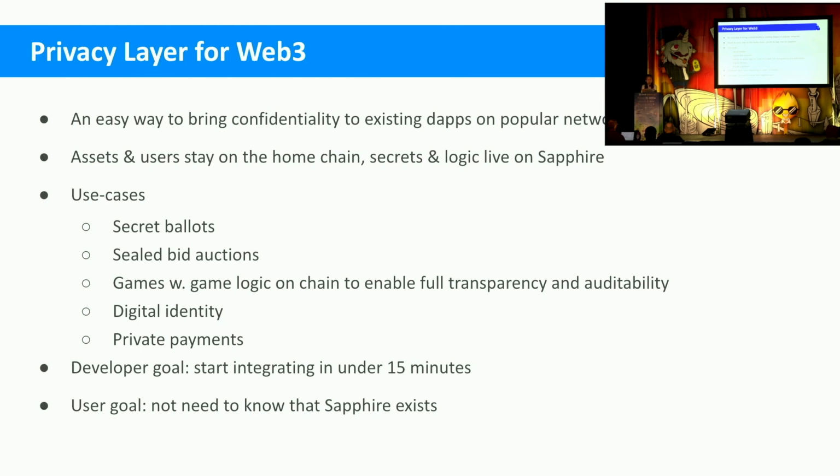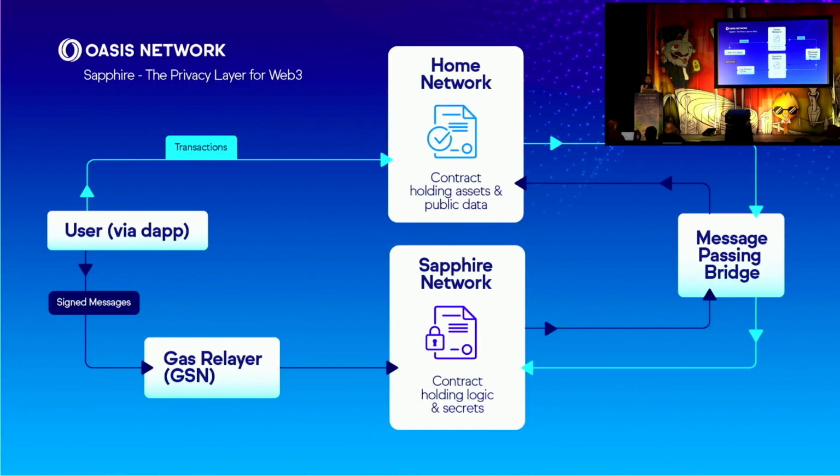And from the end user perspective, if you are operating a DAO or some other category of dApps on any EVM network out there, your end users don't actually need to know that Sapphire or the Oasis network exists. Here is how it works. This is basically a user flow diagram, and we'll explain what we mean by your assets and users staying on the home chain, and your end users don't even need to know that Sapphire or Oasis network exists. It's purely working behind the scenes.